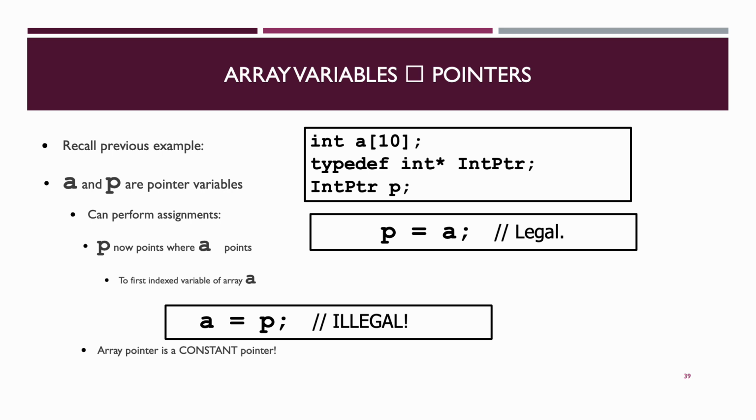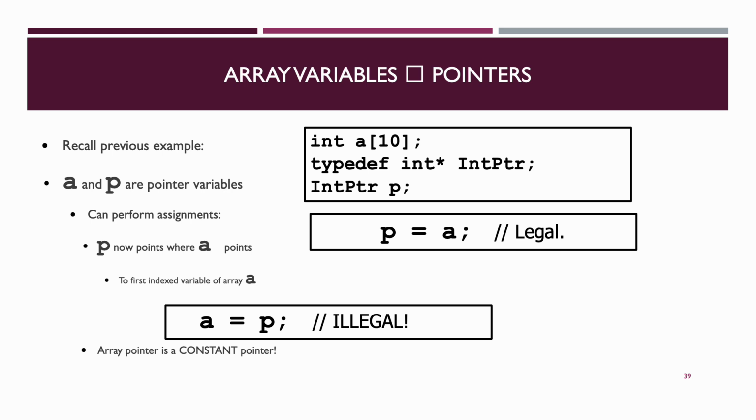Then next, a equal to p, which is illegal. Why? The reverse assignment, a equal to p, is illegal because a is a constant pointer. You cannot change where a points. Once an array is declared, its name, like a here in this case, always refers to the same memory location, the starting address of the array. This is why trying to assign a new pointer to a results in a compile time error.